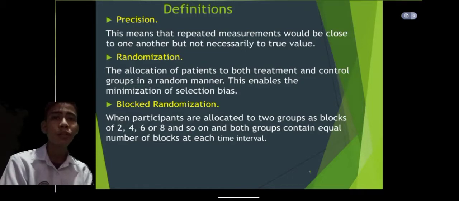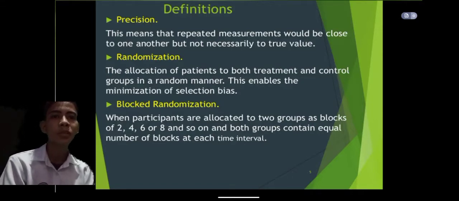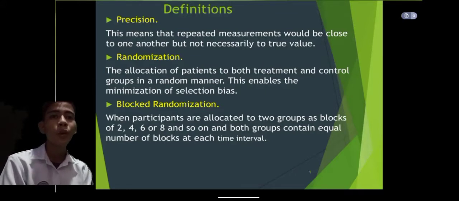And when we say randomization, it is the allocation of patients to both treatment and control groups in a random manner. This enables the minimization of selection bias. And when we say block randomization, participants are allocated to two groups in blocks of 2, 4, 6, or 8, and so on, and both groups contain equal numbers at each time interval.